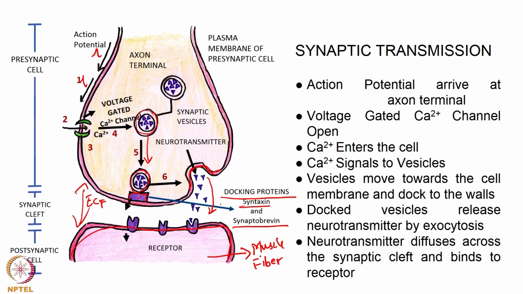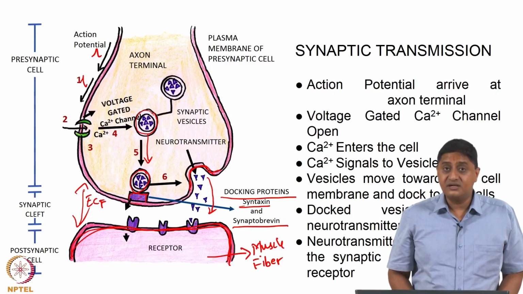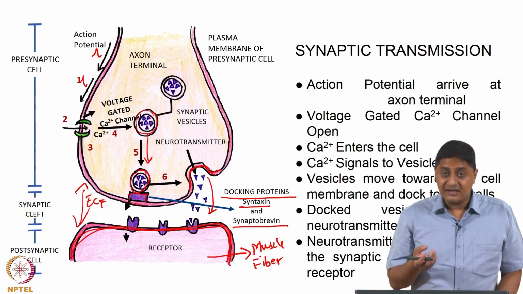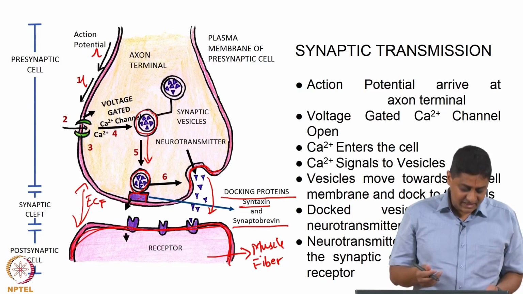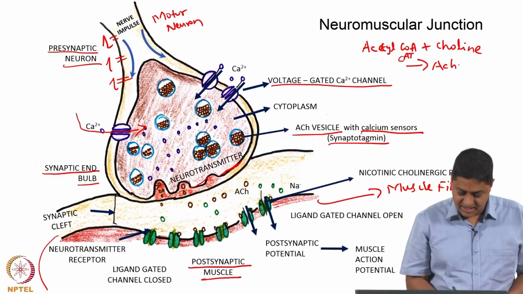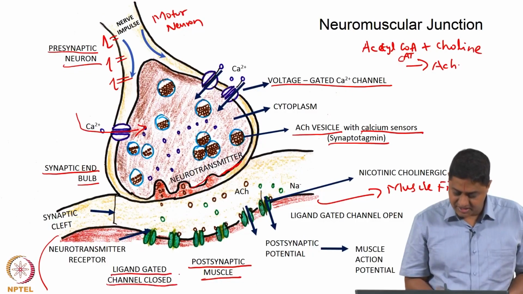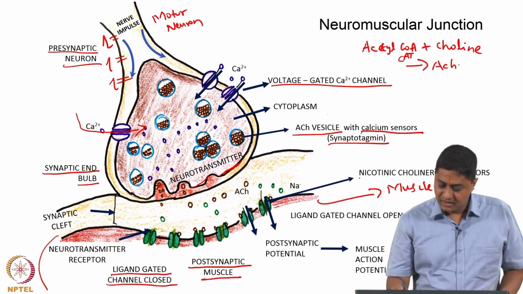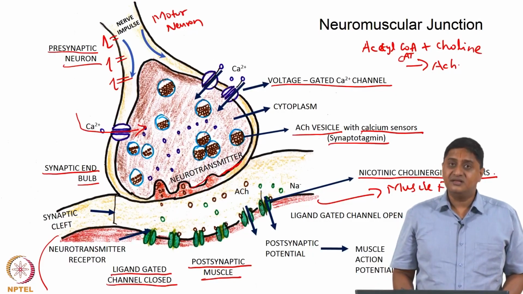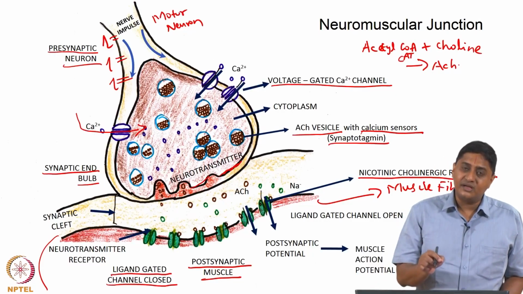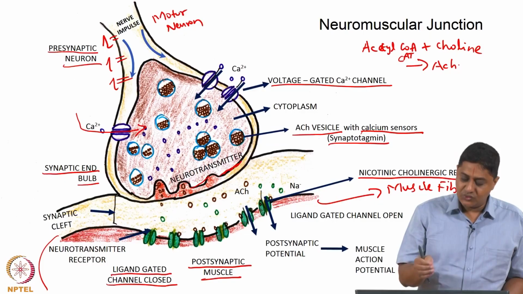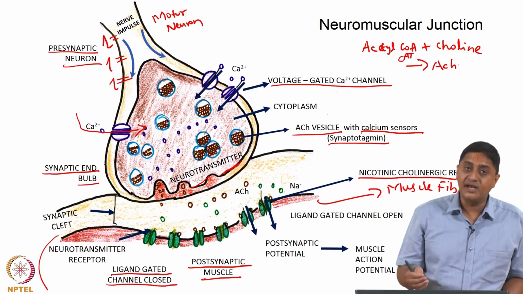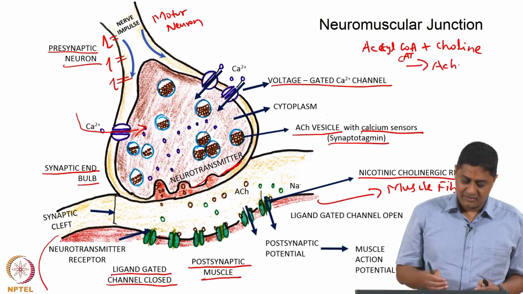And now, what happens on the postsynaptic side? That is the question. It turns out the postsynaptic side has receptors. These are like locks waiting to be opened. Okay. So, that is the ligand gated ion channel, also called nicotinic cholinergic receptors. These are like locks. Whenever acetylcholine comes and attaches to this lock, acetylcholine is the key that is going to open this lock.